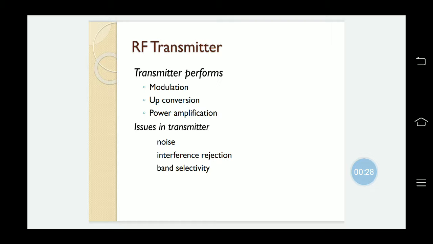There are many receivers invented for radio frequency reception, but transmitters are far fewer because of some issues like noise, interference rejection, and band selectivity.